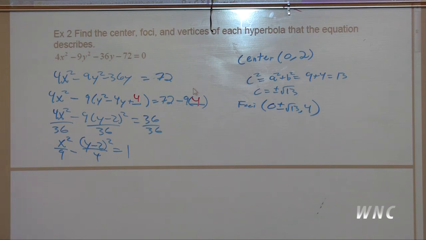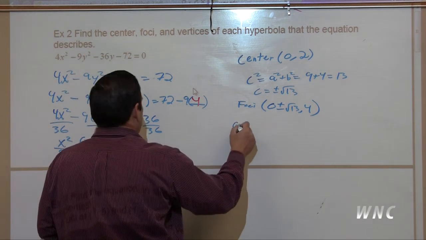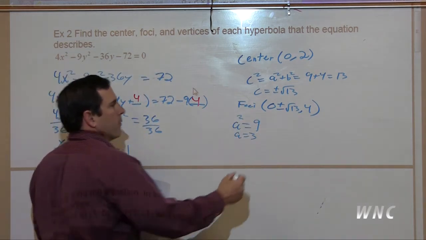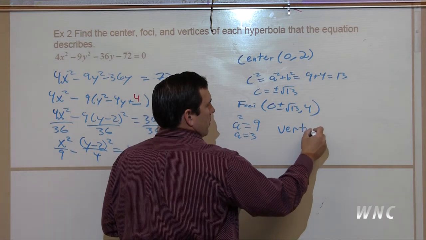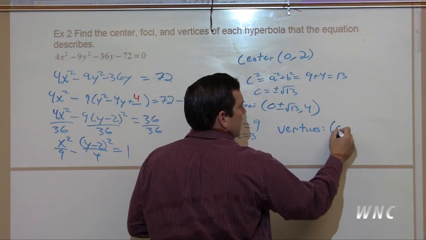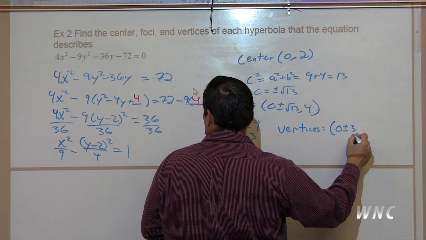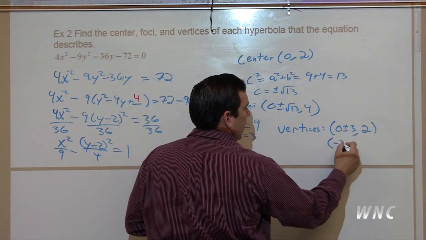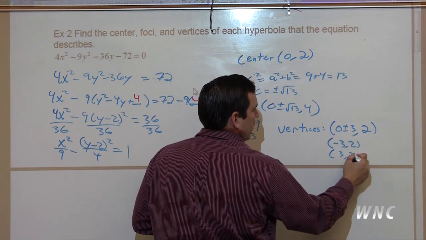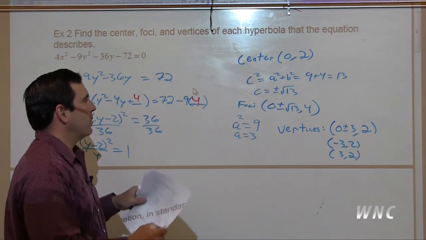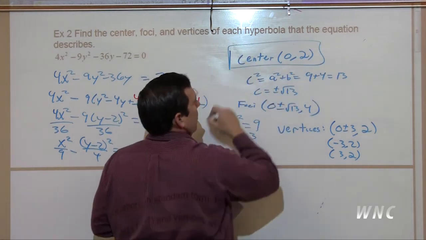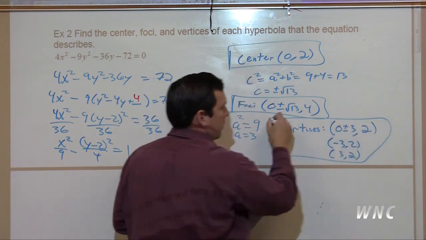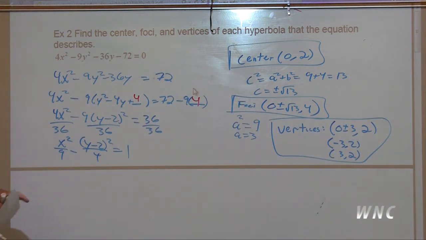And the last thing is the vertices. Well, a squared is 9, so a is 3. So our vertices are going to be located at 0 plus or minus 3, comma 2, which is going to be negative 3, 2, and 3, 2. So we have our center, we have our foci, and we have our vertices. And that's it for that problem.